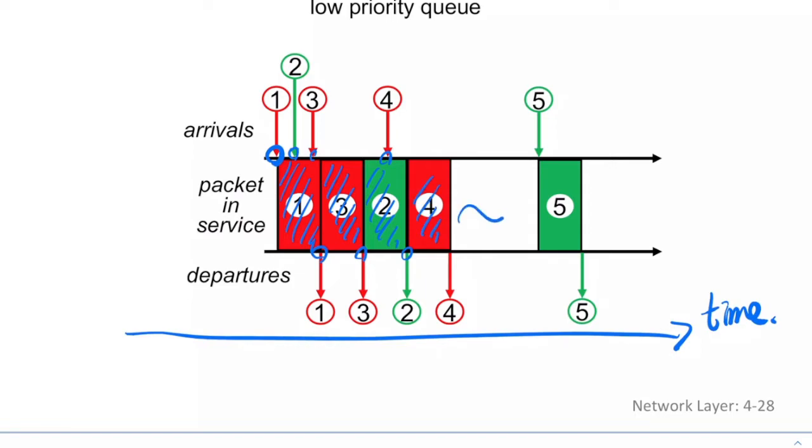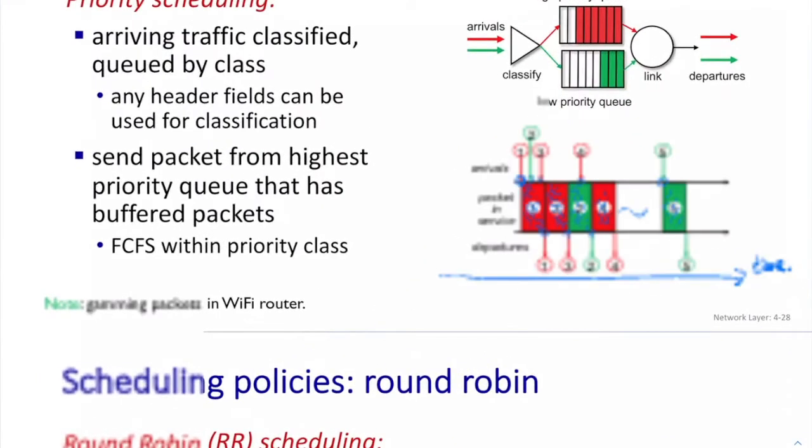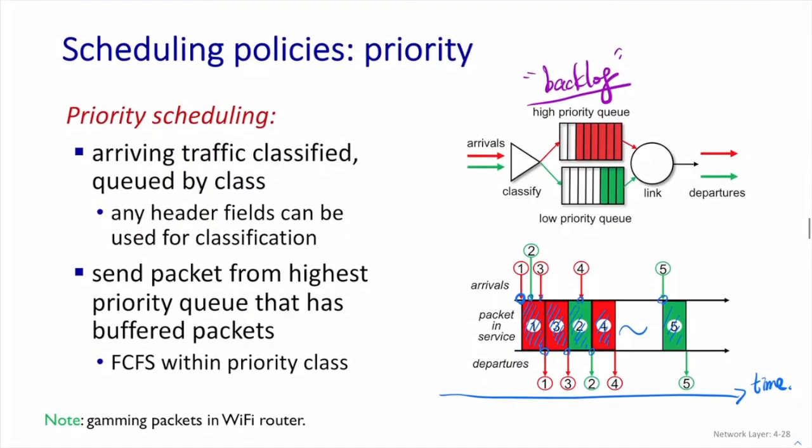If you don't have any packet, you simply wait, and later when you have a new green packet, you serve a green packet. That is very straightforward. You simply take a look at the queue. If there is any red packet in the queue, you serve the red queue.